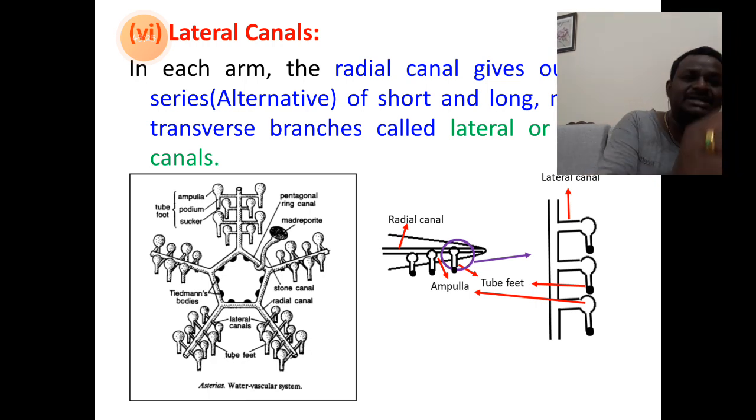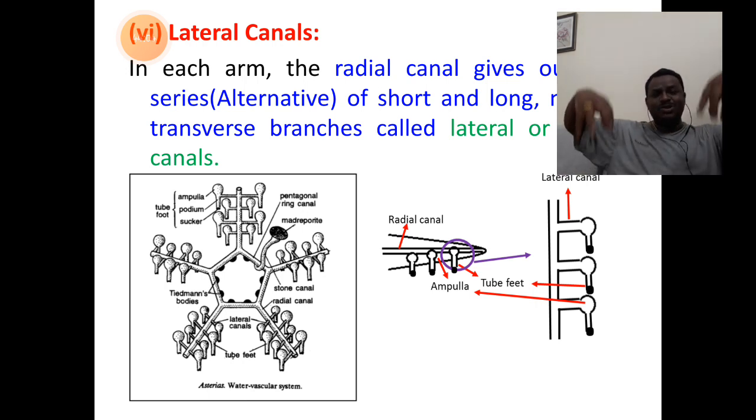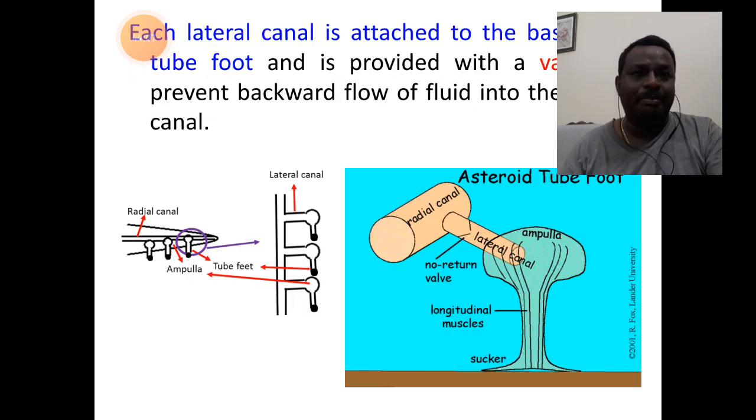When you look at the diagram towards the right side, the radial canal at its center shows a branch towards the lateral sides, hence it is called lateral canal. Alternative short and long lateral canals are seen. The end of each lateral canal is provided with the last part of the water canal system, called the tube feet. So you can find bulb-like structures attaching to the end of each of these lateral canals.